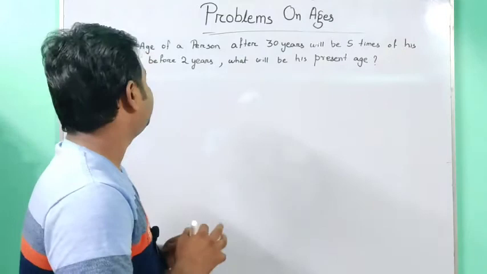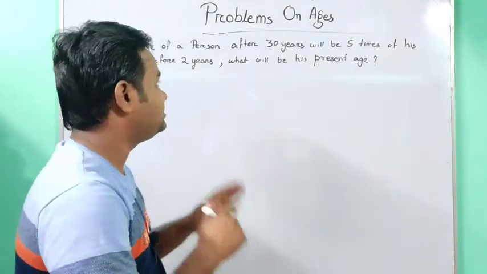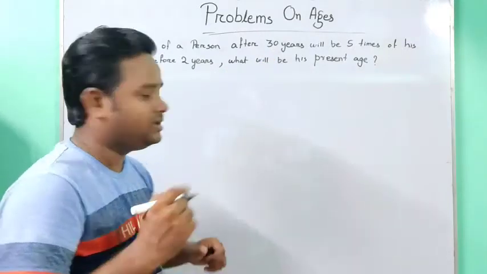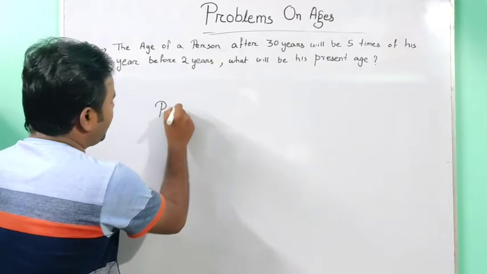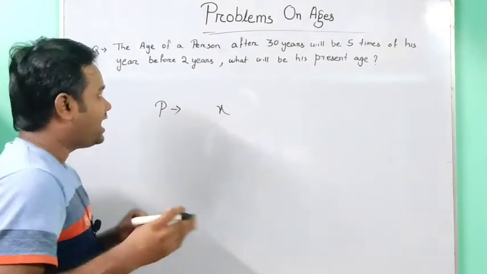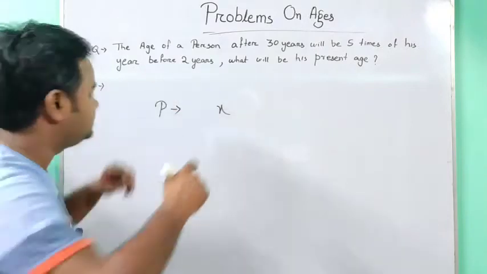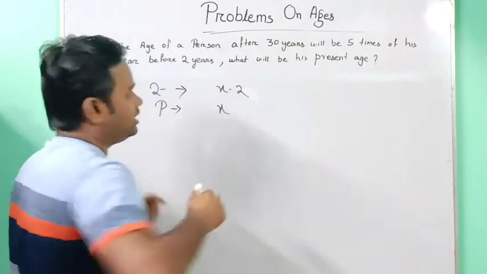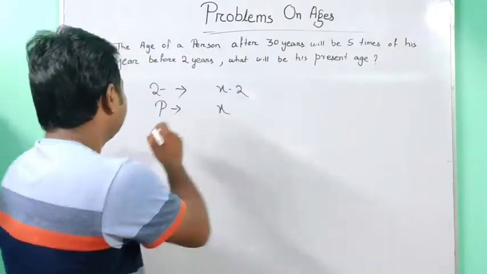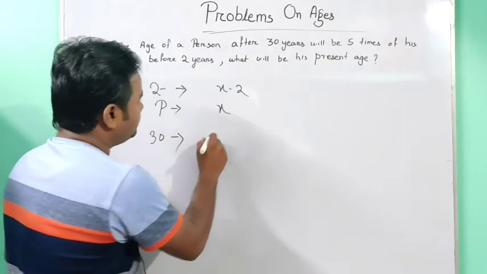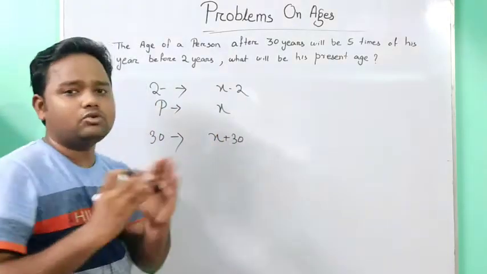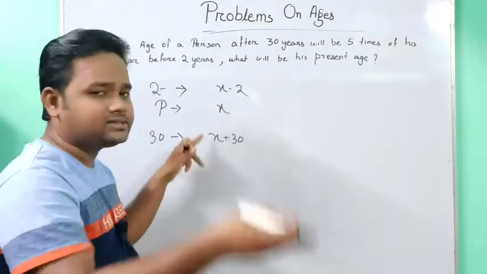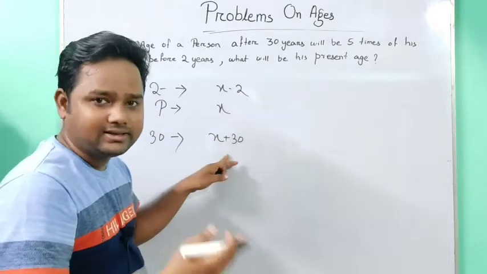Here 3 phases of year are given: the present year, the next 30 years, and 2 years before. So we consider the present age as x. Two years before means minus 2, so x minus 2, and after 30 years the age will be x plus 30. In this way we do all the calculation: the present age is x, the previous age is subtracted, and the next year age is added.